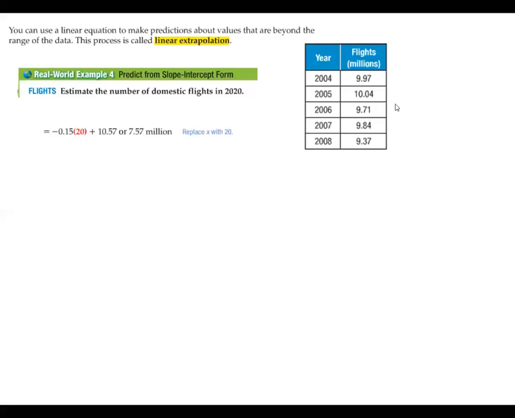So this is the same table from example number 3. So what I can do is take the equation that I developed from example number 3, and if I want to go to the year 2020, I would plug 20 into that equation, and it's going to be 5.57 million flights. So let's do the same thing with Ethan. Use the equation from number 3 of our previous problem to predict how much money Ethan will earn in a week if he makes 8 deliveries.